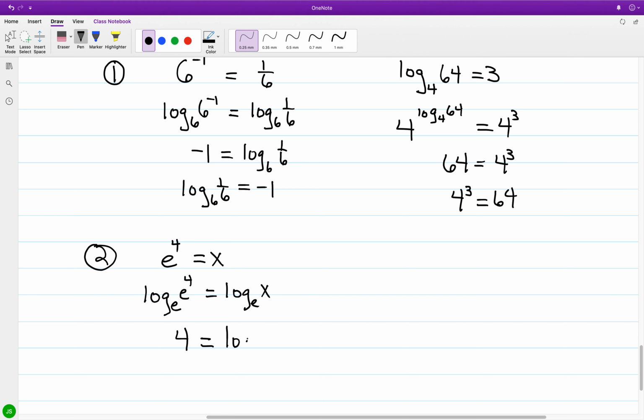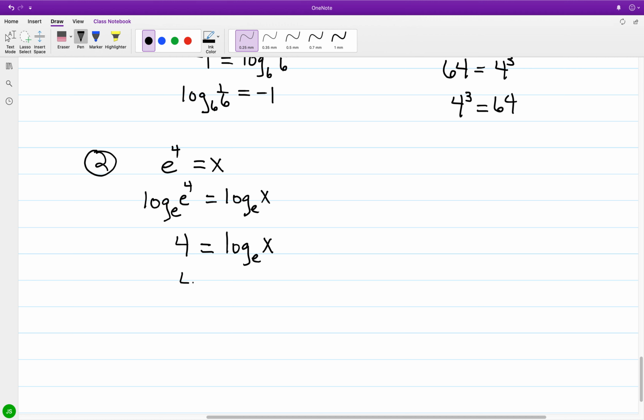And the base e logarithm of x can also be rewritten as the natural logarithm of x. So you can say that 4 is equal to the natural logarithm of x. And if we have the logarithmic term on the left-hand side, we have ln of x is equal to 4.